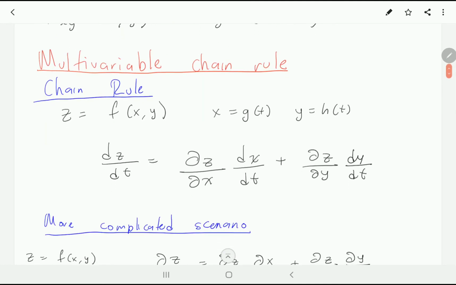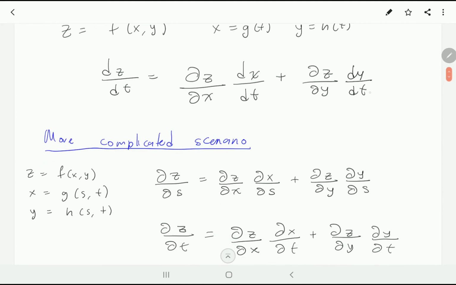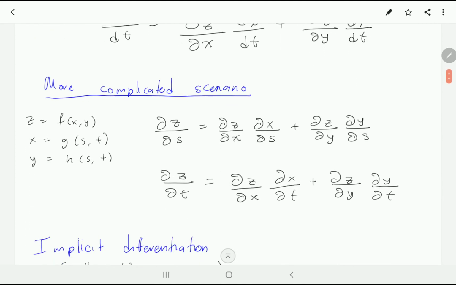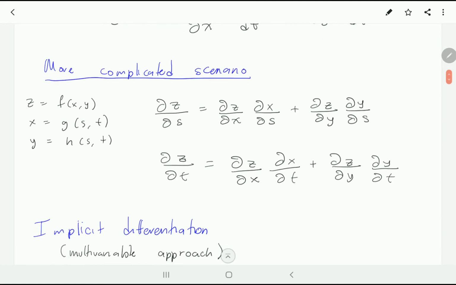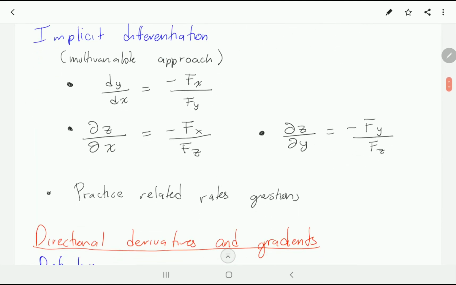Then the multivariable chain rule. This is the overall equation for it, and some other scenarios depending on where x and y are. There are also some formulas for implicit differentiation from a multivariable approach.